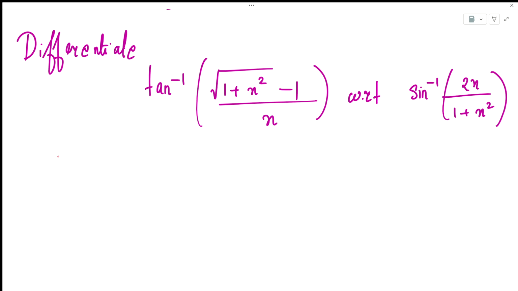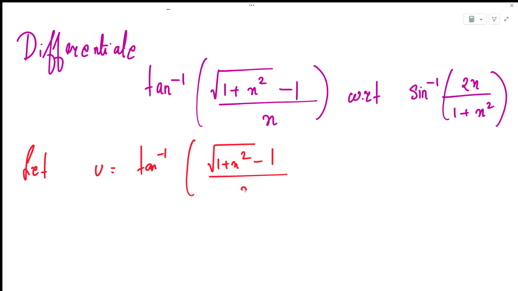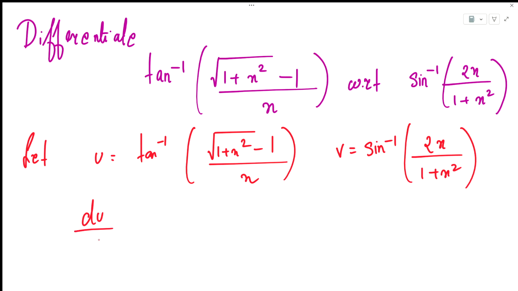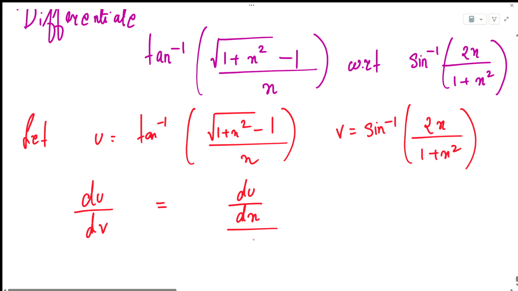So see, if you let u is equal to tan inverse of square root of 1 plus x square minus 1 upon x, and if you let v equal to sine inverse 2x upon 1 plus x square, basically the question asks you to find du by dv. When they ask you differentiate this with respect to that, they are asking you du by dv. So du by dv, can we write that as du by dx upon dv by dx? Of course we can do that.